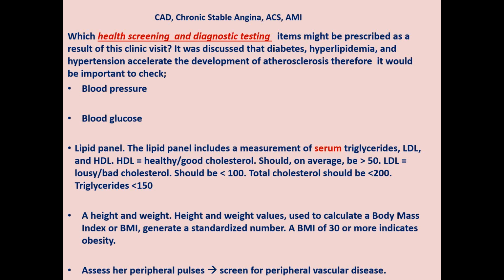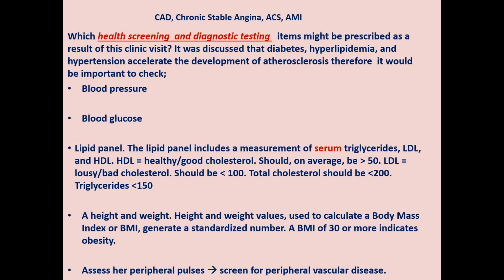And of course, we need to check her blood pressure because hypertension places her at risk for coronary artery disease. Height and weight is going to be utilized to calculate the body mass index, and a body mass index of 30 indicates obesity. I think anything above 25 is overweight, anything above 30 is obese.